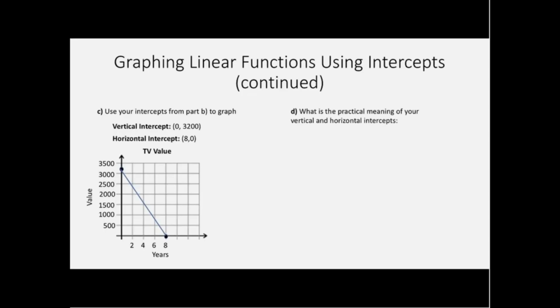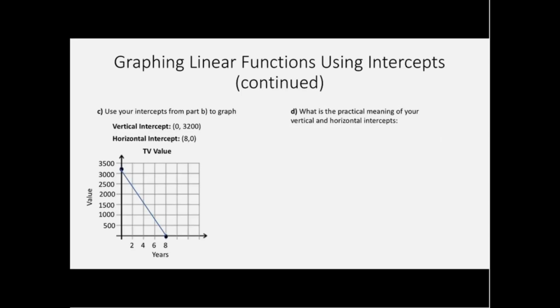If we look back at the problem, let's actually pull that back. One sec. Looking at the problem, we know that we're talking about a brand new 4K television that started at 3,200 and depreciated at a value of 400 per year. Keep that in mind when we're going through this question.